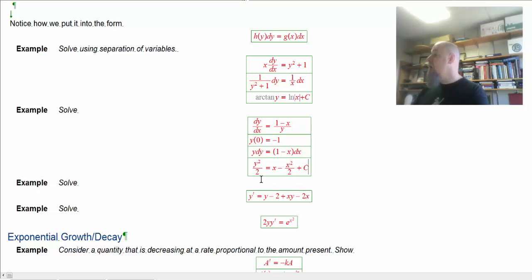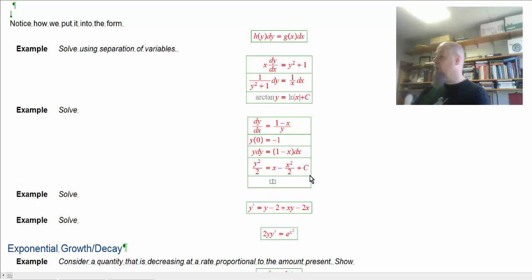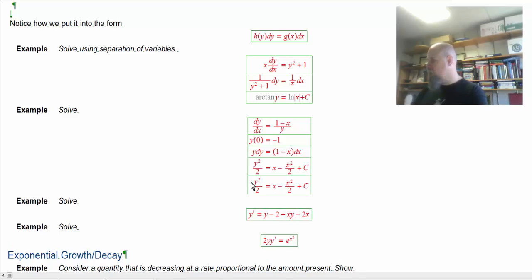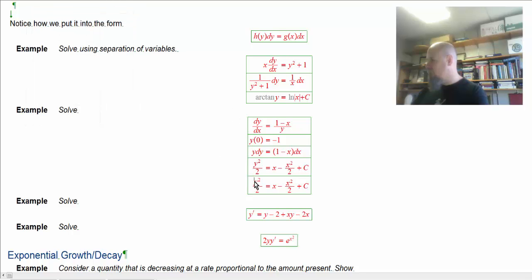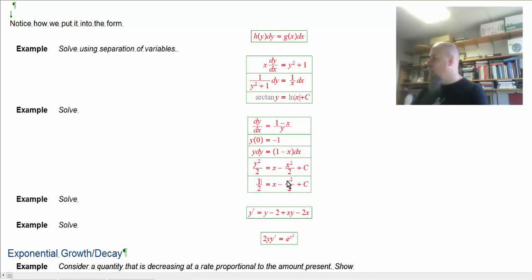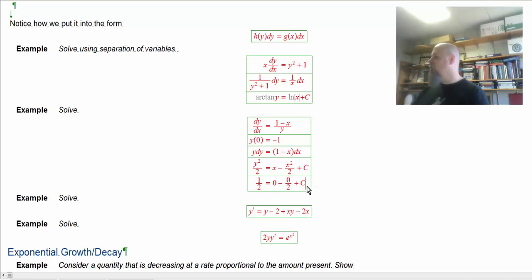A plus c. Now they've given me an initial condition. When x is equal to 0, y is equal to minus 1. So that's going to let me figure out what the c is. When I make y equal to minus 1 and x equal to 0, I get that c must be equal to a half.